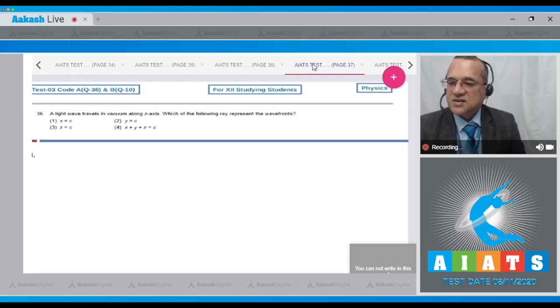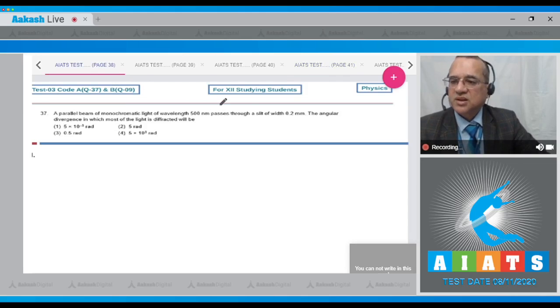Question number 36 says a light wave travels in vacuum along the z-axis. Which of the following represents the wavefront? The ray is traveling along the z-axis, so its wavefront will be in the xy plane. When the wavefront is in the xy plane, the equation of the plane would be z equal to some constant. Looking at the options, the first is x is c, the second y is c, the third is z is equal to c. Yes, the answer would be the third option.